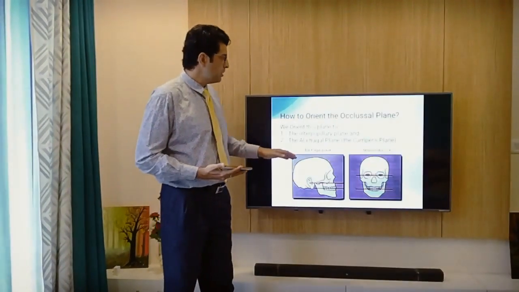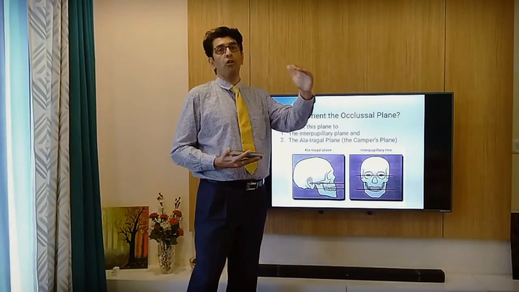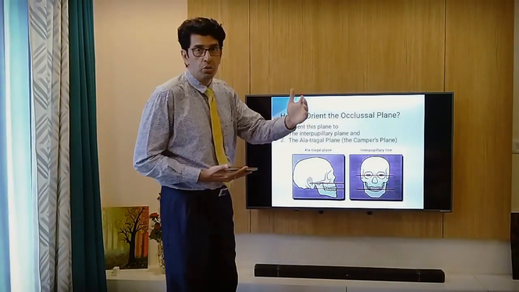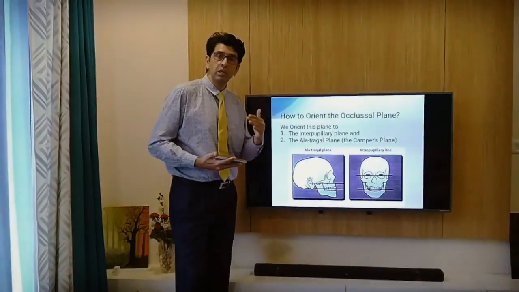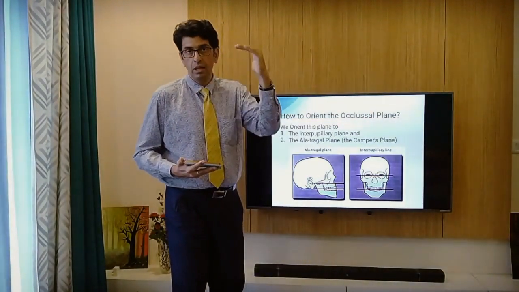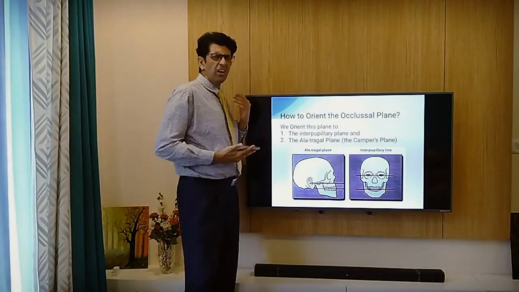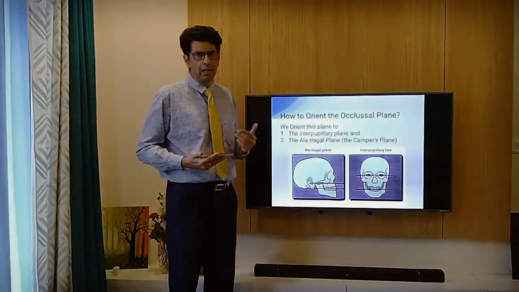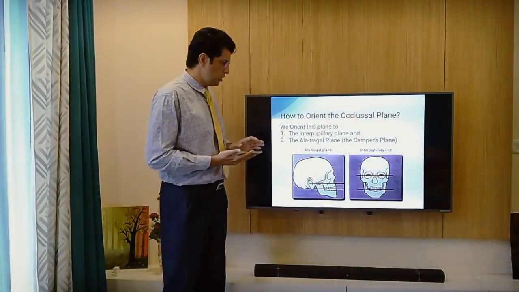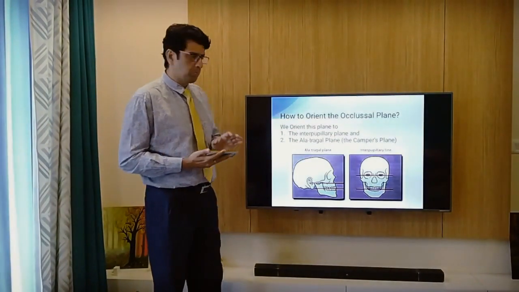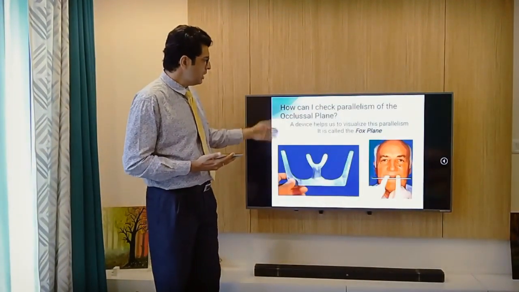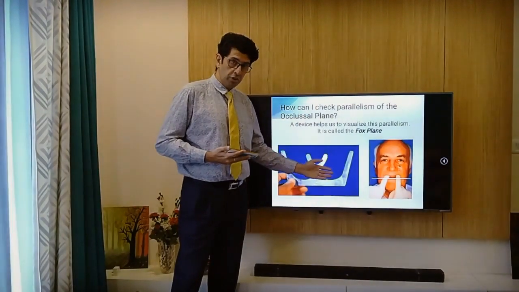Alright, so for this the patient needs to be looking forward, and you need to be somewhere close to the front of the patient so that you can see where the interpupillary line is and you can make them parallel. If you're looking at it from the side, chances are very high that you will not get a right record. So make sure you are standing somewhere towards the front of the patient. So this is what a Fox plane looks like.